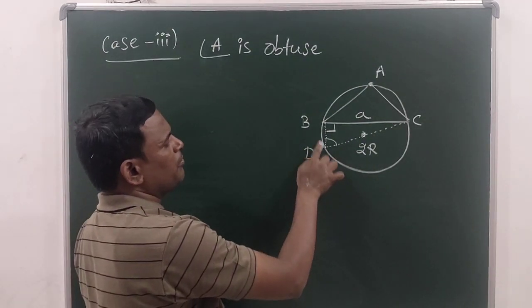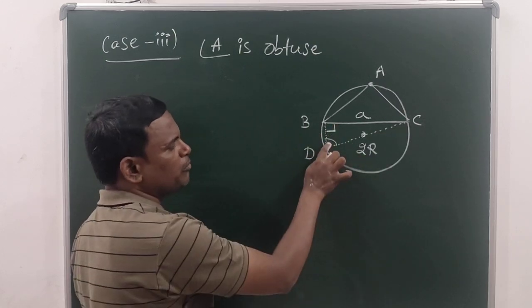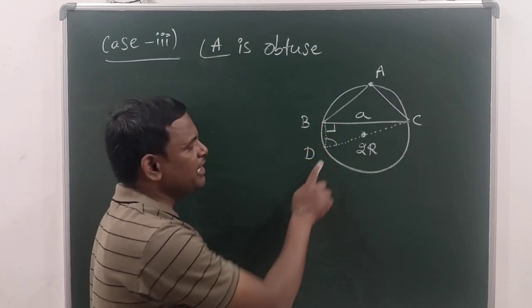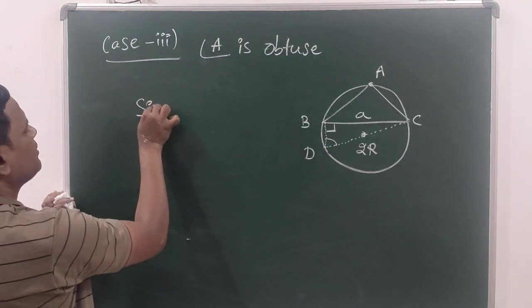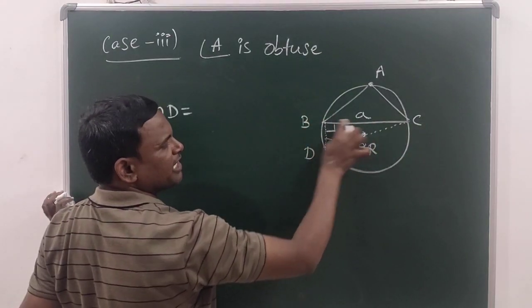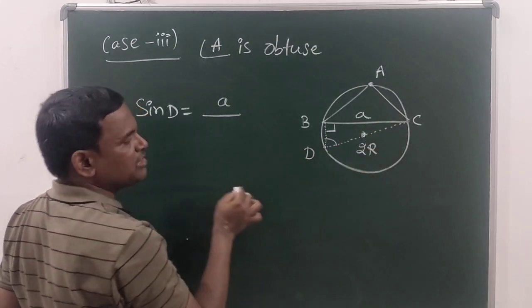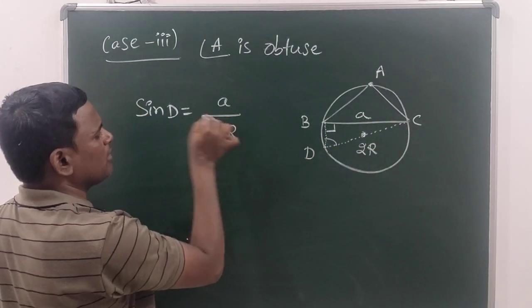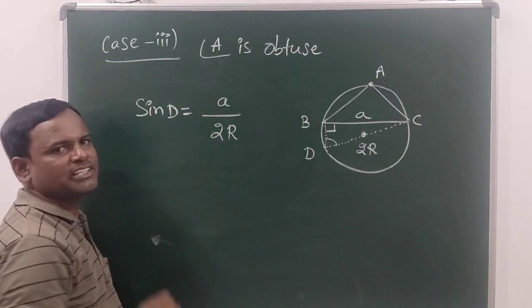Okay, now DBC is a right angle triangle in which I am defining the sin ratio at this angle D. If you define, what do you get? Sin D is equal to opposite with respect to this angle, opposite is BC, that is small a, by hypotenuse value 2R. Okay, I hope you have understood how I have written this step.